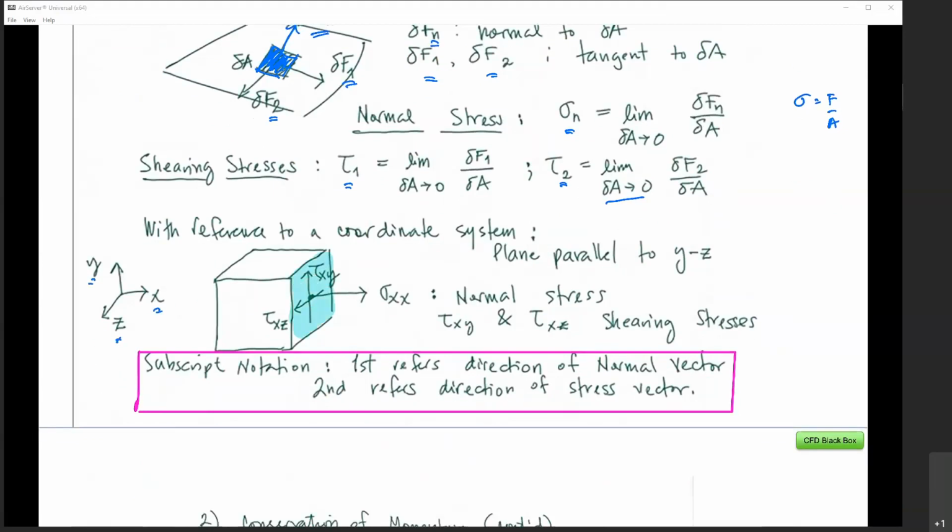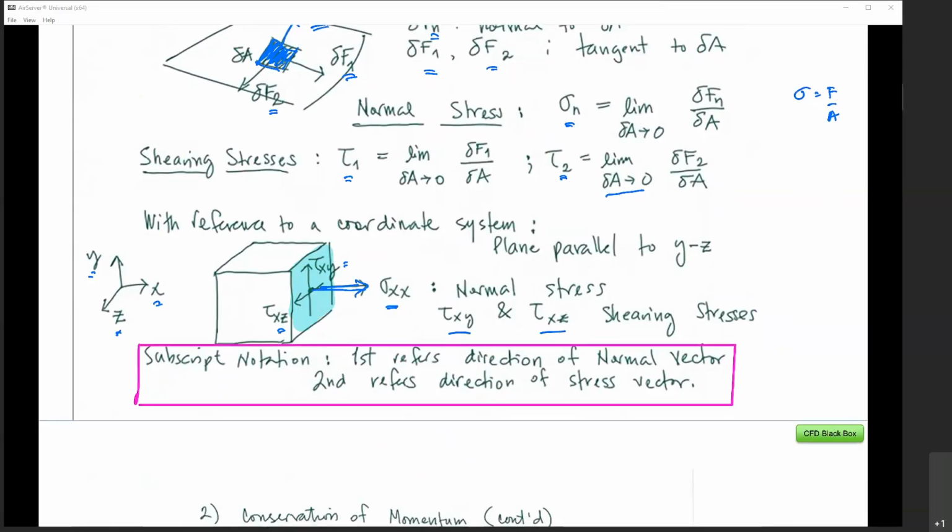Okay, just on one surface of the element. The normal stress is sigma xx, and tau xy and tau xz, the ones given here, are the shear stresses on that particular surface. So remember, for every surface, you are going to get three different forces: a normal force and two shearing forces.